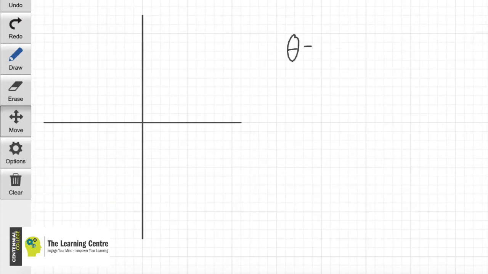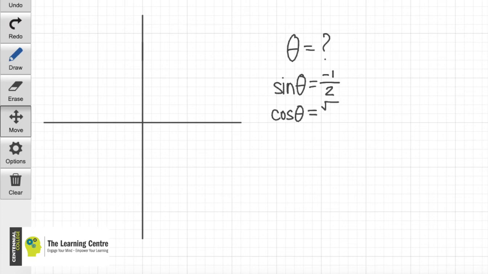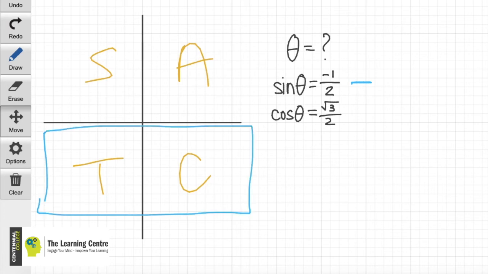What if we aren't given the angle, and we have to determine it using the ratios that we are given? If we are given that sine theta is equal to negative 1 over 2, and cos theta is equal to root 3 over 2, what is our angle? Well, recall the cast rule. We see that sine is negative, and it is negative in the third and fourth quadrants. But we have a positive cosine ratio, which means that our terminal arm has to lie in the fourth quadrant.